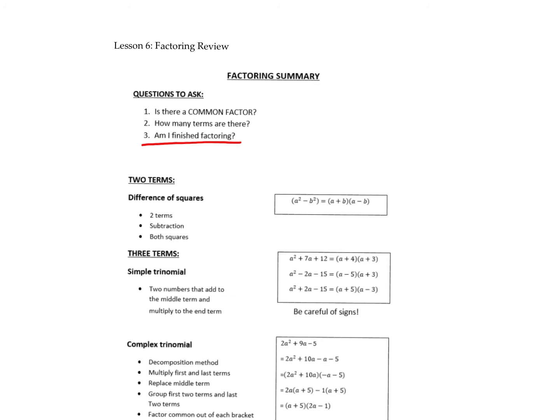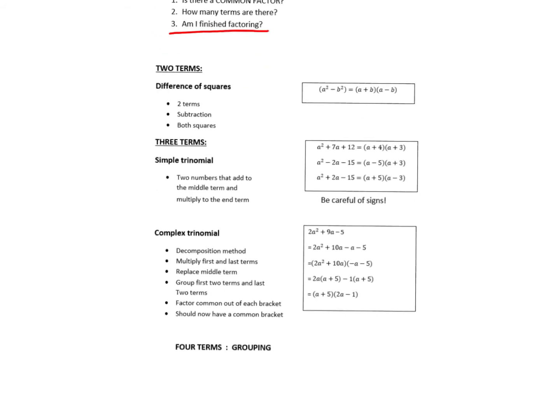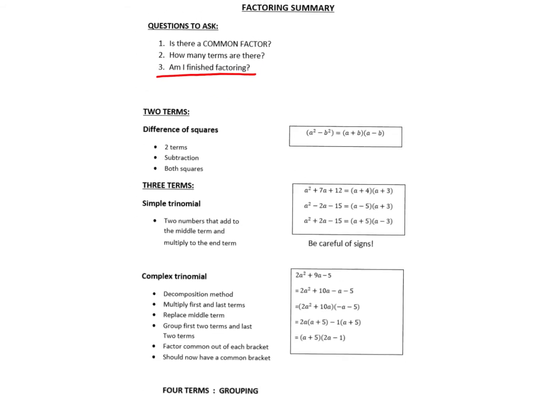When we are factoring, the three questions we generally ask, the first question is: is there a common factor? That's what we always check for first. Then we look at how many terms there are. The number of terms will direct us as to what to do next. If there are two terms, it could be a difference of squares. If there are three terms, it's either a simple or a complex trinomial. And if there are more than three terms, then we're going to have to group.